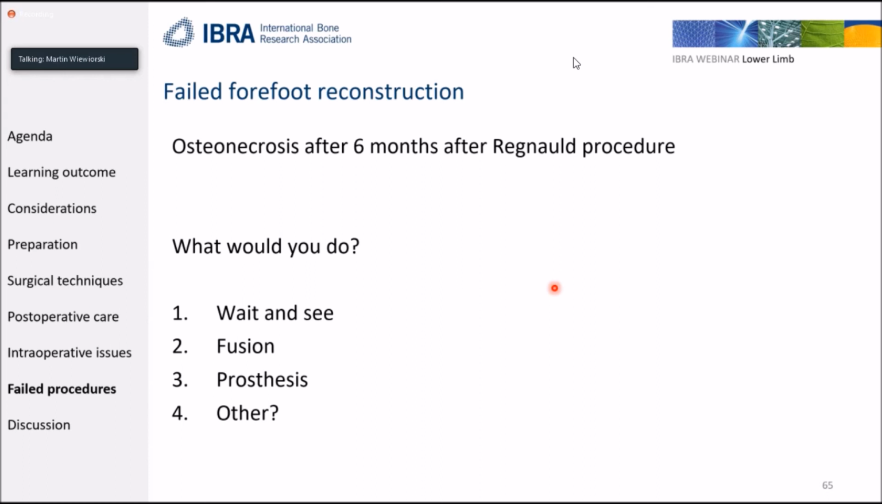So who does something else than the fusion? Antonio said he did the last one. Okay, I'm glad about that. Well, anyhow, I think I'm going to fuse this lady because I don't see any other way to reconstruct this.